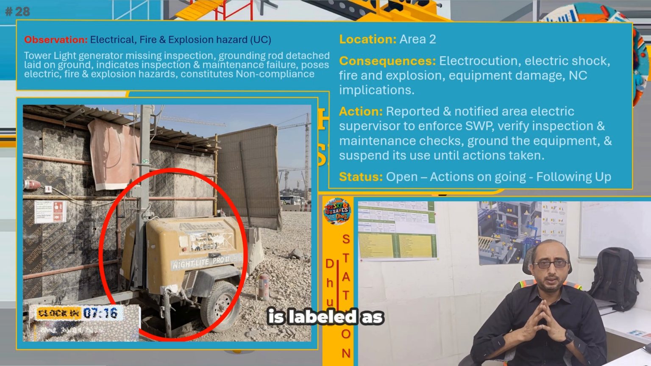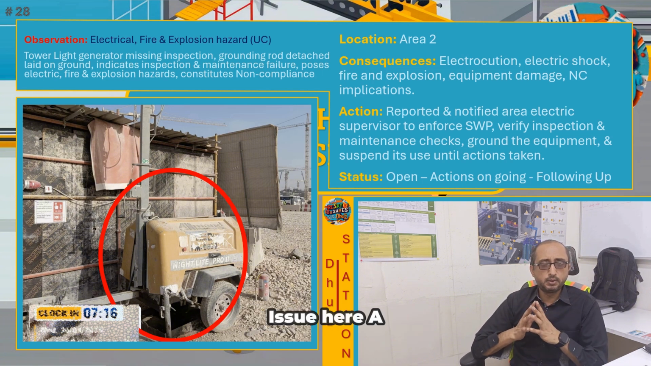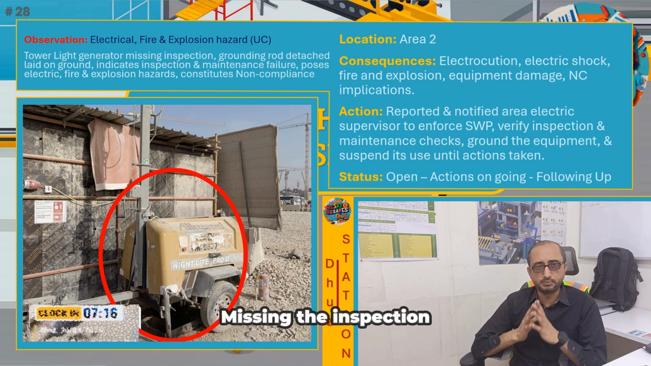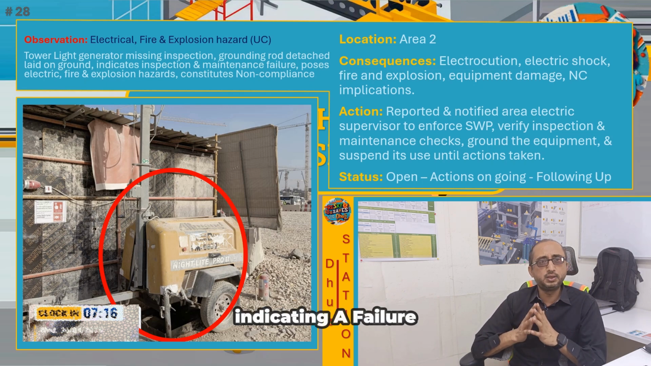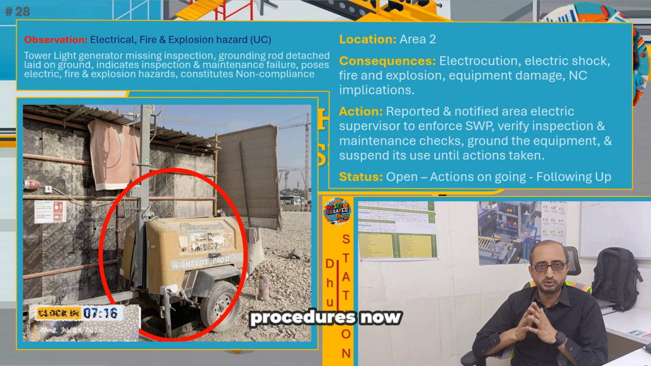This observation is labeled as electric and fire, the same are the hazards here. Immediate cause is unsafe condition. Issue here: a safety team noticed our operational tower light generator was missing the inspection and a grounding rod was detached and laid on the ground, indicating a failure of the maintenance and inspection procedures.